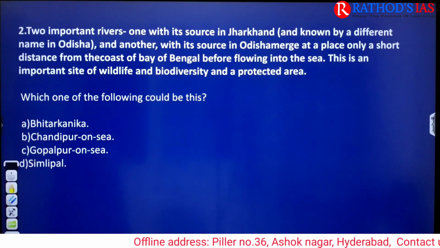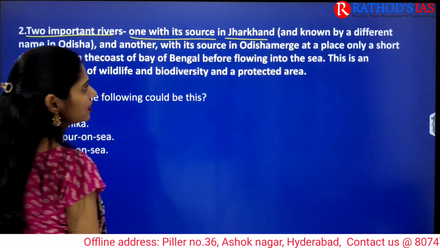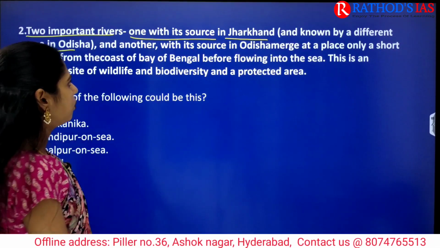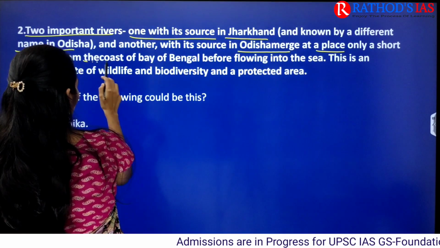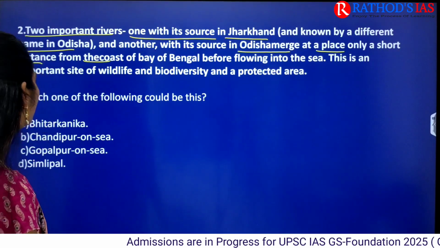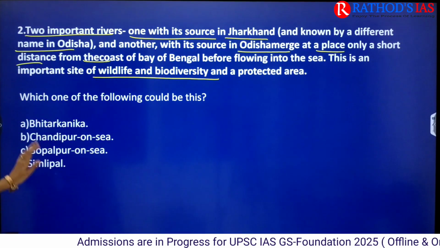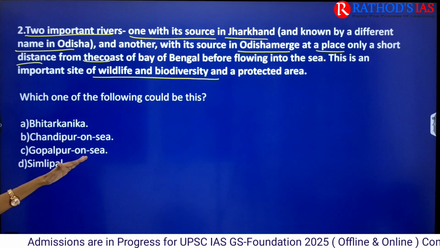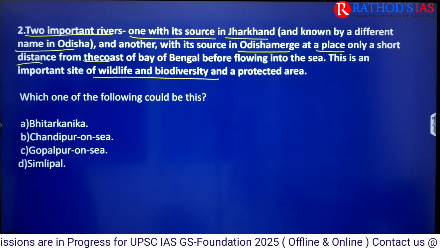So this is the second question. Two important rivers, one with its source in Jharkhand and known by a different name in Odisha, and another with its source in Odisha, merge at a place only a short distance from the coast of Bay of Bengal before flowing into the sea. This is an important site of wildlife and biodiversity, a protected area. Which one of the following could be this? Option A is Bhitarkanika, option B is Chandipur on Sea, option C is Gopalpur, and option D is Simlipal.